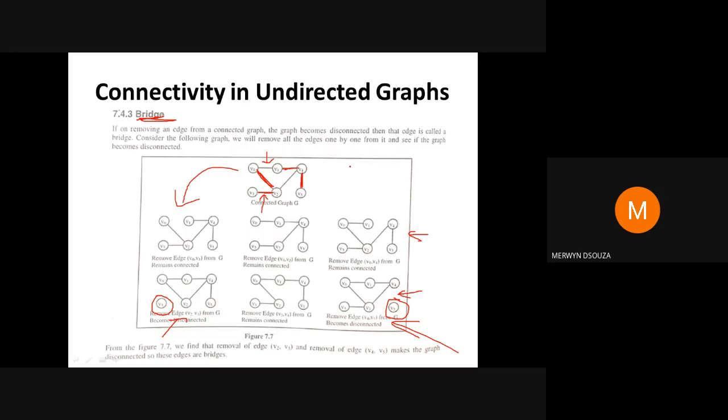So a bridge is nothing but an edge whose removal makes the graph disconnected. And as shown in this example, a graph may have more than one bridge. It need not mean that there's just one bridge in a graph. So here in this graph, there are two bridges, one is this and one is this. All the other edges, if you remove them, it does not become disconnected. You have to remove only one edge at a time. You cannot remove two edges and say the graph has got disconnected.